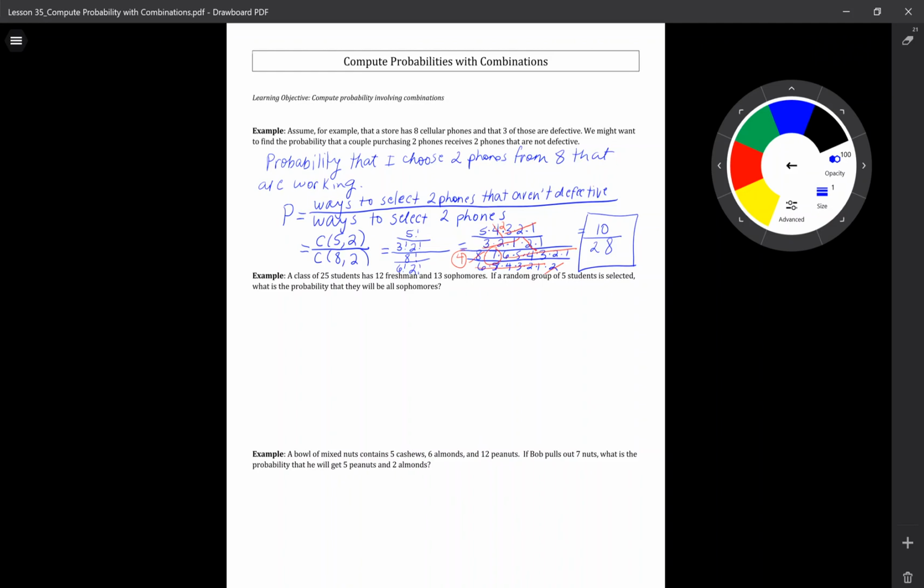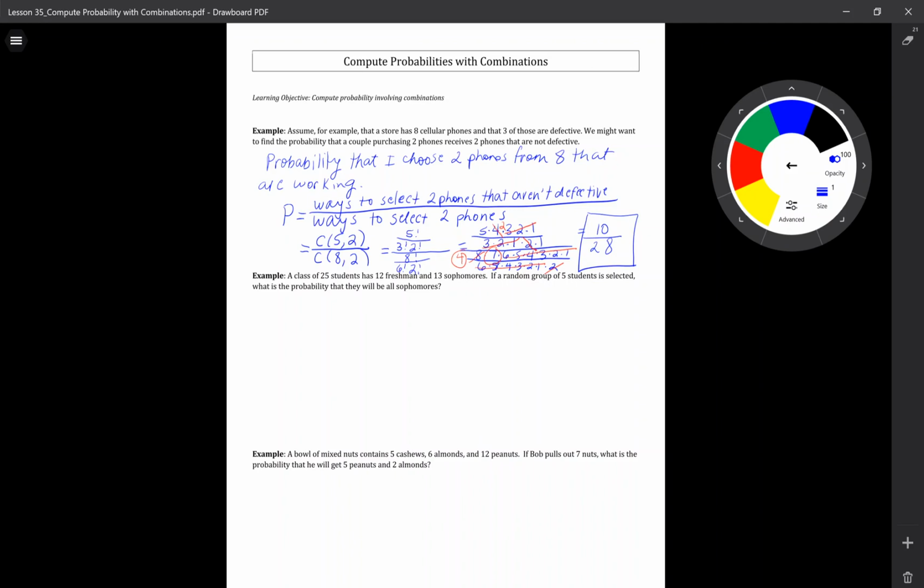So again, here we needed to figure out how many different ways I select 2 phones that aren't defective and divide that by the total number of ways to select 2 phones. Okay, let's do a couple more examples here. A class has 25 students and it has 12 freshmen and 13 sophomores. If a random group of 5 students is selected, what is the probability that they will all be sophomores?